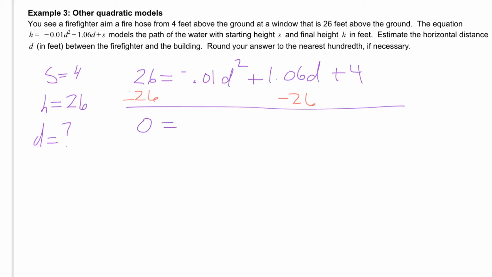On the right-hand side, we're looking for like terms. Does this minus 26 have a like term it can be combined with? Yes, there's another constant, which is 4. So we're going to end up with negative 0.01 d squared plus 1.06 d minus 22. And from here, we want to solve using the quadratic formula.